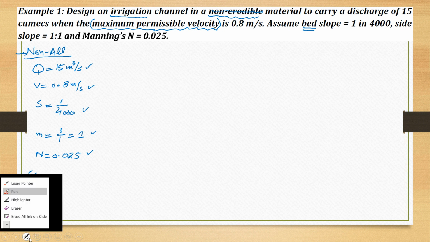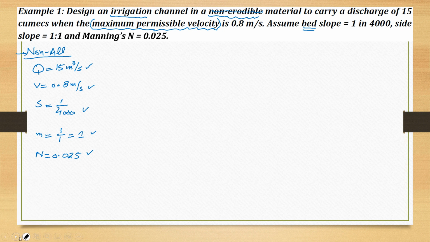I would like to change the color of the pen so we can see everything clearly. So moving to step one. What is step one? Step one is to determine the area, that is A equal to Q by V. And here Q is 15 and V is 0.8. So what will be the area here? Area will be equal to 18.75 meter square. So what is step 2?